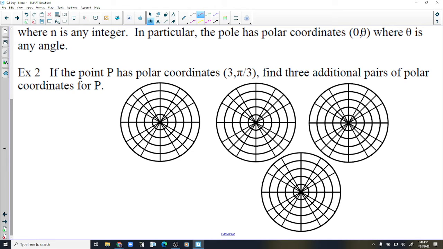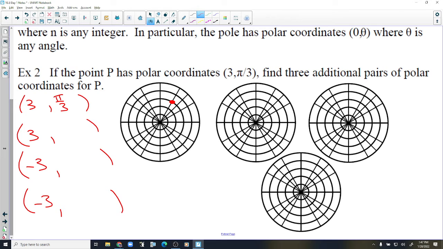If the point P has polar coordinates 3, pi over 3, find 3 additional pairs of polar coordinates for P. If you go from negative 2 pi to 2 pi, you should be able to find 4 coordinates for one point, for every point. We'll do 2 positive 3s and 2 negative 3s. And we should be able to find 4 coordinates for the exact same point. First one is 3, pi over 3. So 1, 2, 3, and here's pi over 3. So we're going to find 3 other coordinates for that point.